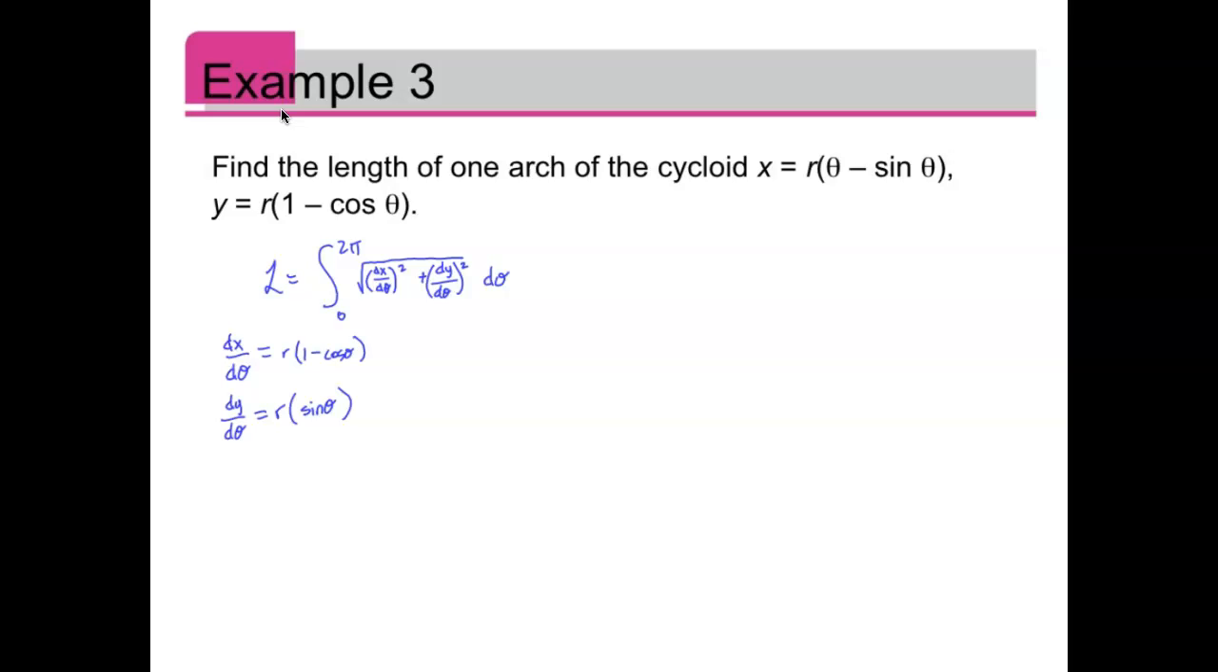All right, so let's just put those in place. My integral becomes the integral from 0 to 2 pi of the square root of r times (1 minus cosine theta) squared plus r times sine theta squared d theta.